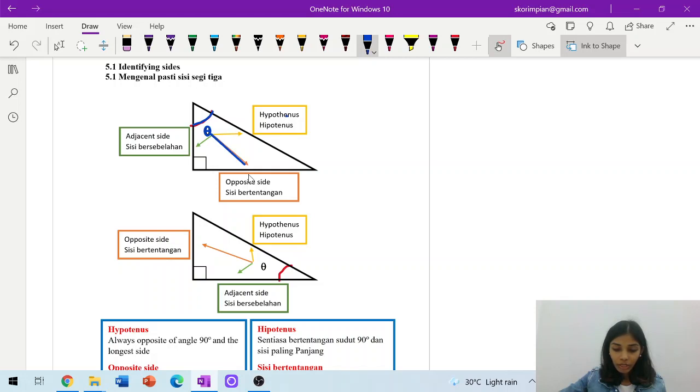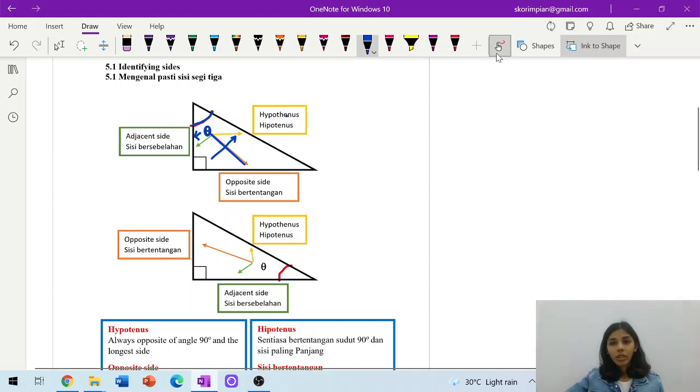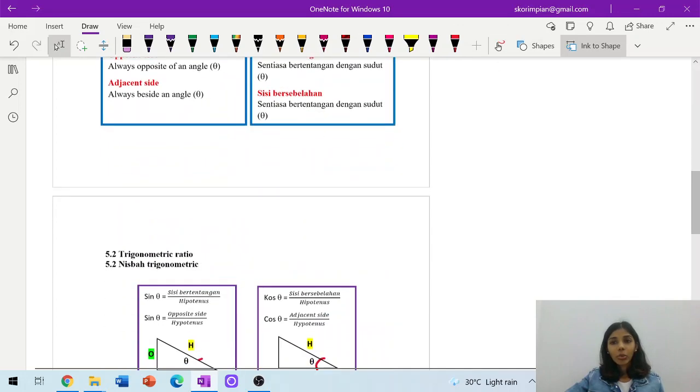Opposite of your angle will be the opposite side. Beside it will be the adjacent, or sisi bersebelahan. So remember, your right angle has 3 sides. The longest one, opposite to 90, is your hypotenuse, followed by the opposite side and your adjacent side. Okay, so after you identify your sides, what you need to know is your trigonometric ratio.